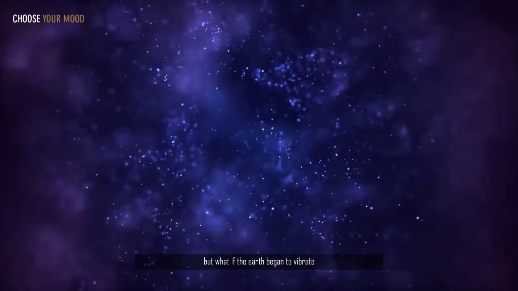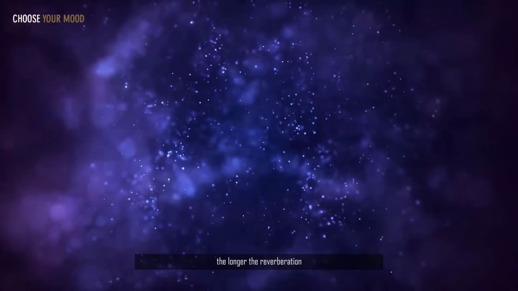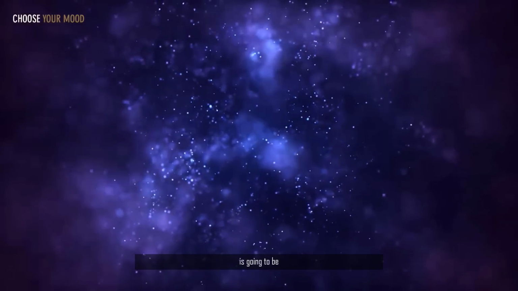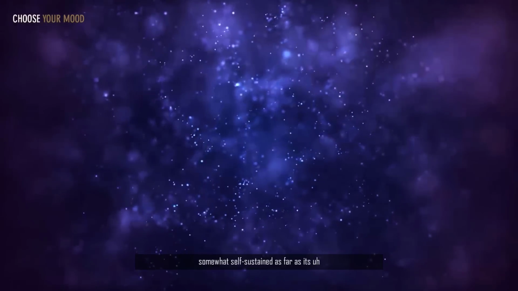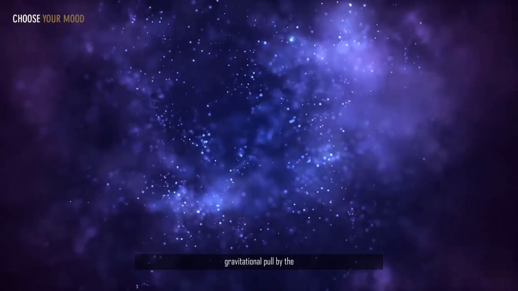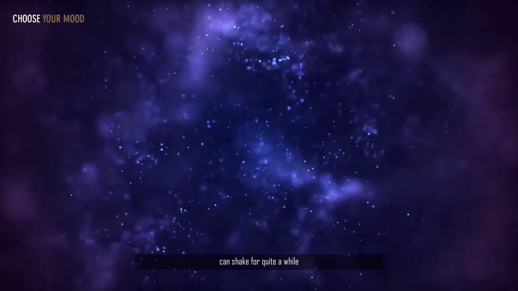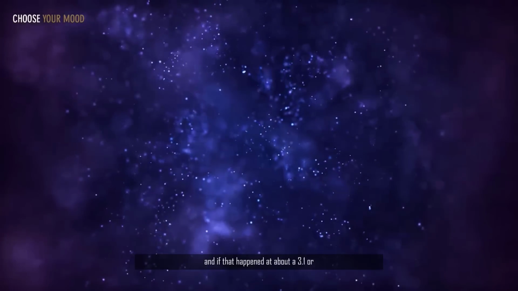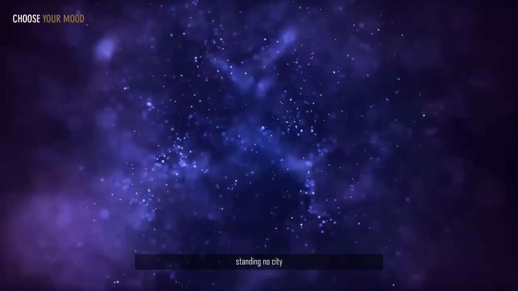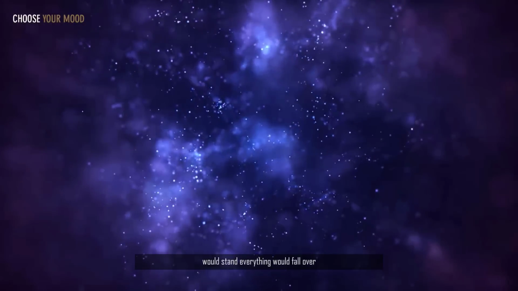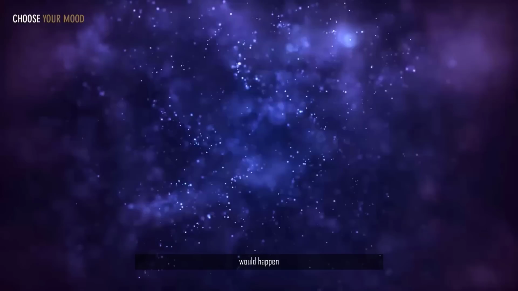But what if the earth began to vibrate and it just did not stop for a while? The bigger the object is, the longer the reverberation is going to be. And because it's somewhat self-sustained as far as its gravitational pull by the sheer mass of the center of the earth, it can shake for quite a while. And if that happened at about a 3.1 or 2.2 all over the earth, at the end of a week, no city would be standing. No city would stand. Everything would fall over. Iron would begin to break. Steel would give way. Everything would happen.